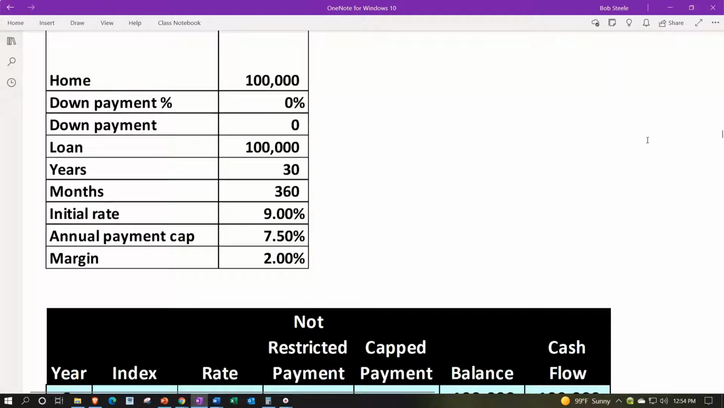Now, it's a little bit more disturbing, as I say, sometimes when we're talking about this type of loan, this adjustable rate, with the new thing that's happening, that being the payment cap instead of the rate cap. Let's check it out. So we've got the home value at the 100,000. We're not putting anything down because we're just really starting out at the 100,000 loan amount. So loan amount 100,000, years 30, payments 360. The initial rate we're going to say is 9%, and then we don't have any rate cap. We're not applying a rate cap here. We're applying an annual payment cap of 7.5. So there's a cap on the payment, but not the rate. That's weird. How does that work? We'll see. Then the margin is going to be 2%.